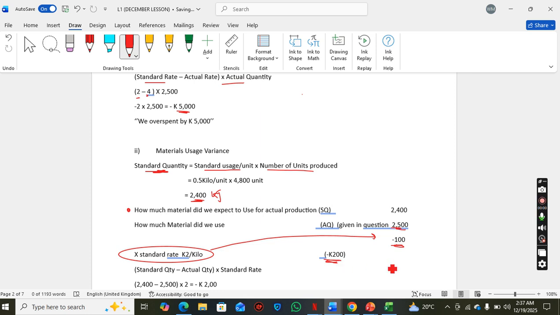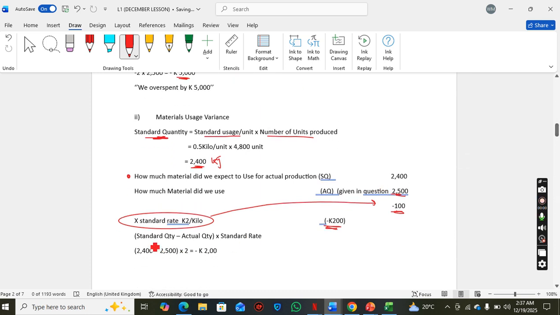As I said, the formula can also be written as standard quantity minus actual quantity, multiplied by the standard rate for the materials. The standard quantity, we expected to use 2,400. We actually used 2,500. So 24 minus 25, multiplied by 2, you get negative 200. This is basically telling us that we overspent.